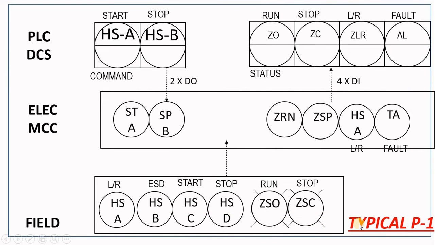Pump. You may have a local panel in the field beside the pump, where you can start and stop it. You can have two indication lamps, one for run, one for stop. Now, in the MCCs, you can also have a different start/stop on the MCC, or you may not have it. In the PLC HMI or the DCS HMI, you can have a start/stop and some indication. So in this case, I have two DOs, four DIs.